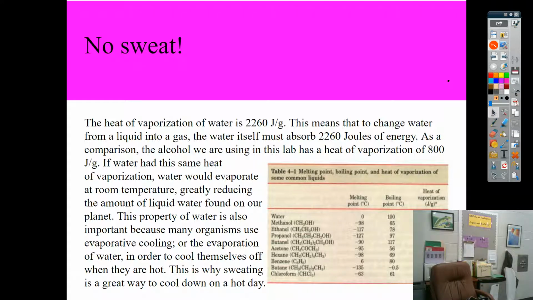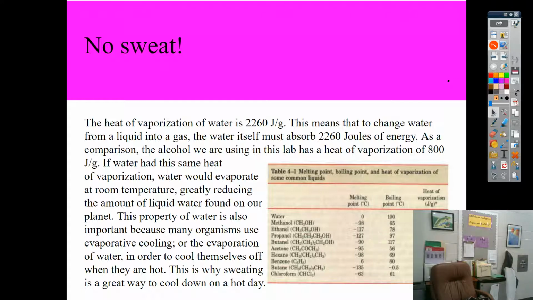Evaporates. Anybody ever notice when you're really, really sweaty, and then maybe a wind comes, or you sit for a little while, and then all that sweat starts to dry and evaporate off of you, and you start to feel what? Cold, right? Because it's absorbing the heat from your body so that it can evaporate. It's called evaporative cooling.